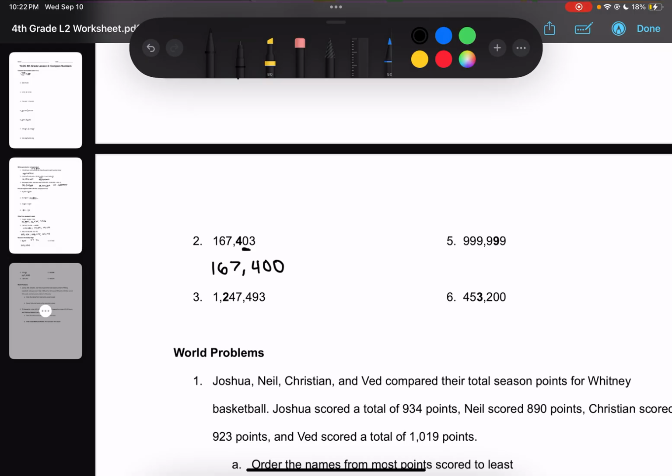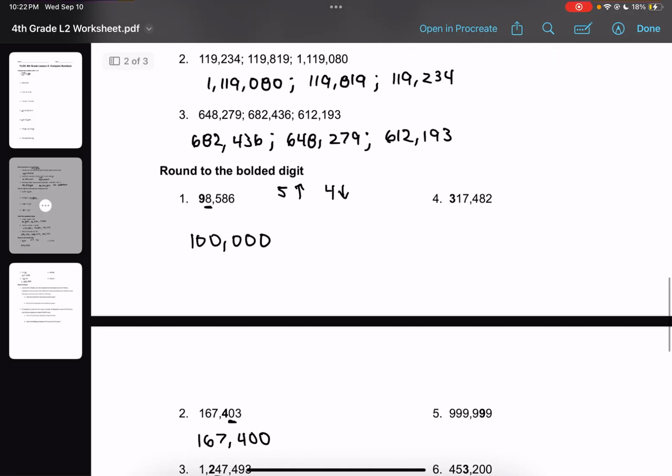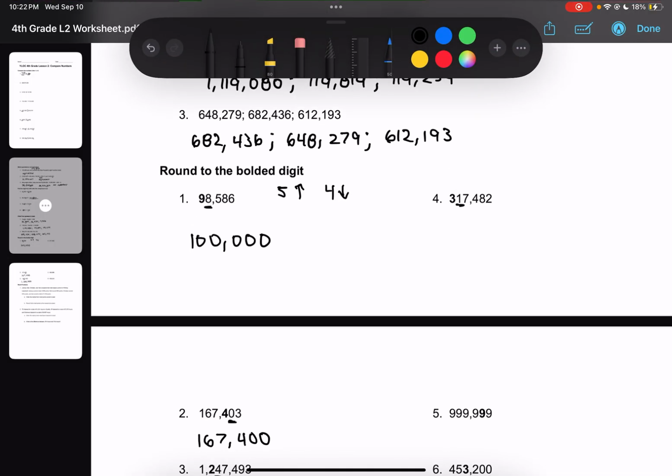And then number 3, the value before it is 4, so you would just round it to 1,200,000. Okay, number 4 is 1 before the 3 that you have to round, so the final answer is just going to be 300,000. And then for number 5, the value before the bolded digit is 9, so you would round up. And since it keeps rounding up because they're all 9s, you get a final value of 1 million.